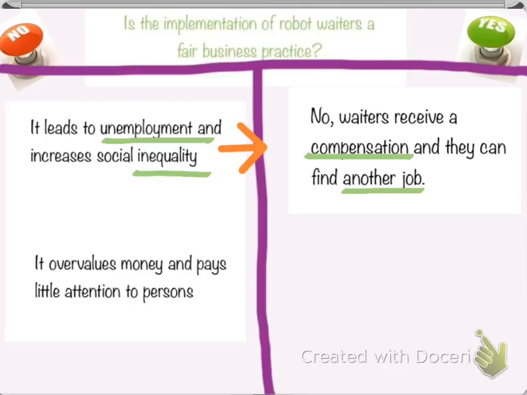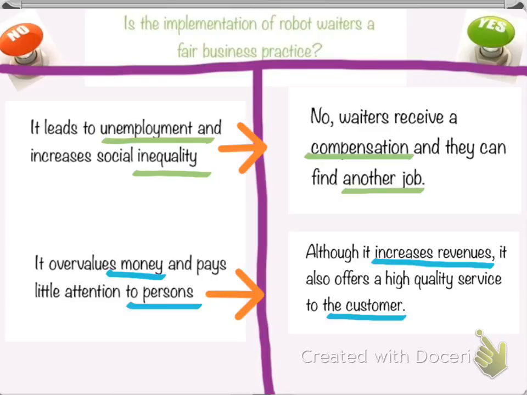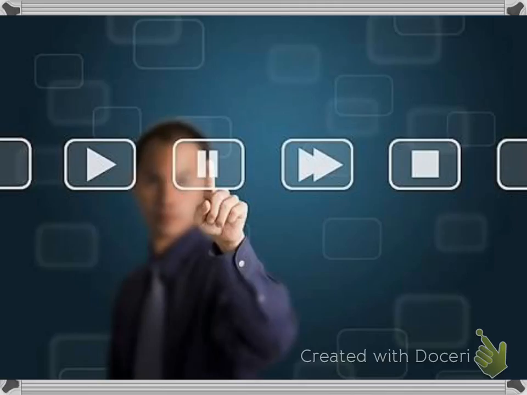The second argument highlights the relation between money and persons. Thus, the pro-argument says that this practice is not only about money, but also about offering a high-quality service to the customer. Please pause this video and elaborate your chart. Once you've finished, you may continue watching this video.